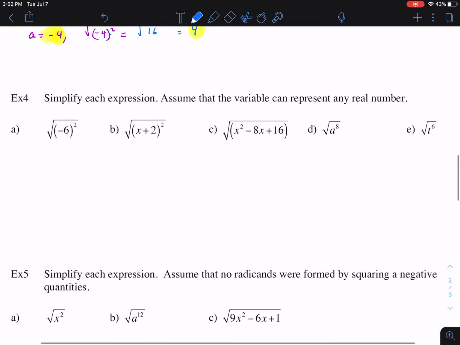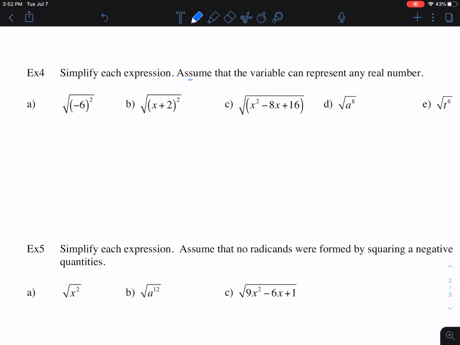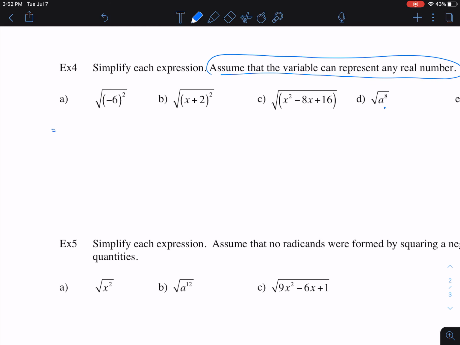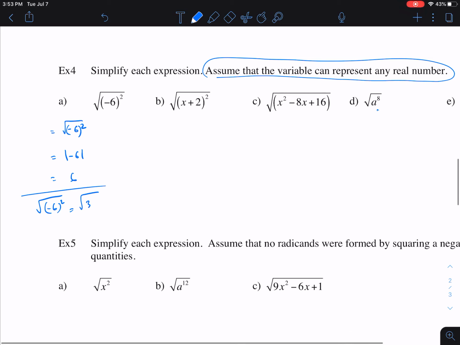Okay. Let's try some of these expressions here. It says, assume that the variable can represent any real number, meaning this x here can be positive or negative, a as well. So we may have to use this result here. Okay. All right. So the square root of negative 6 quantity squared, using the result, we're going to get the absolute value of negative 6. So the answer is 6. Now, if you don't believe me, we can simplify this the old-fashioned way. So, okay, well, the square root of negative 6 squared, we can square the negative 6, that becomes 36, and then now it becomes 6, right? So much faster if we use the result.